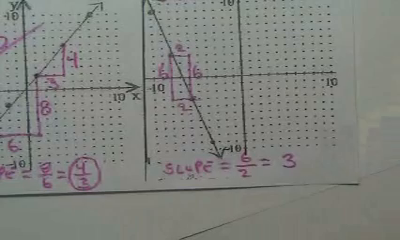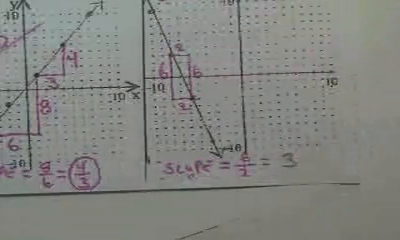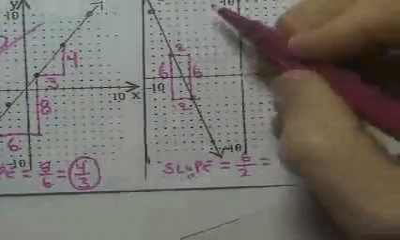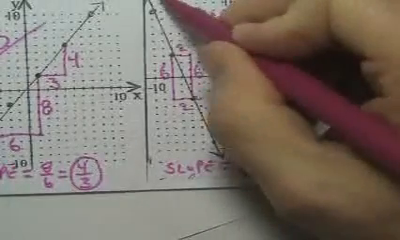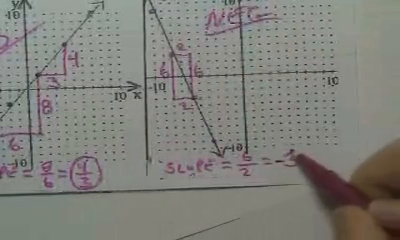The slope is 3. And is it going uphill or downhill? It's going downhill, because if you put the skateboard on there going left to right, it'd be going down. So it's negative 3.